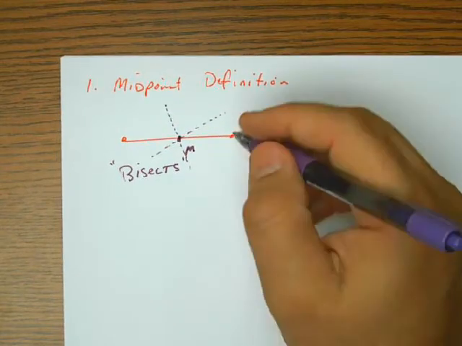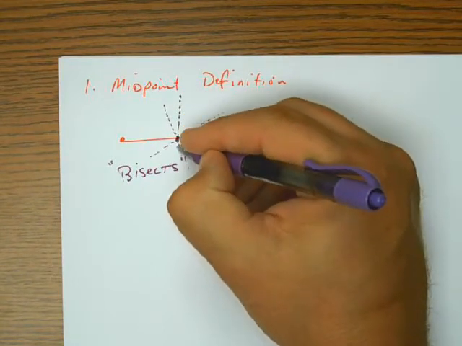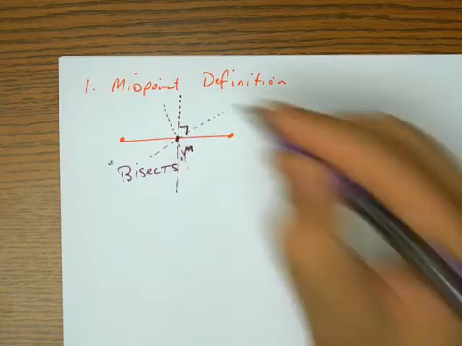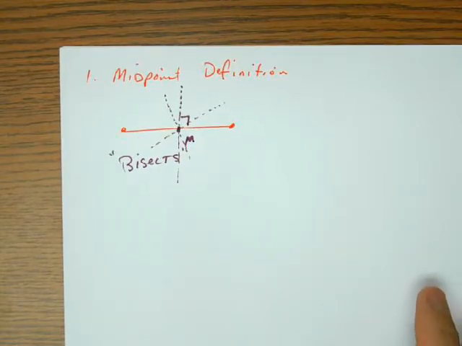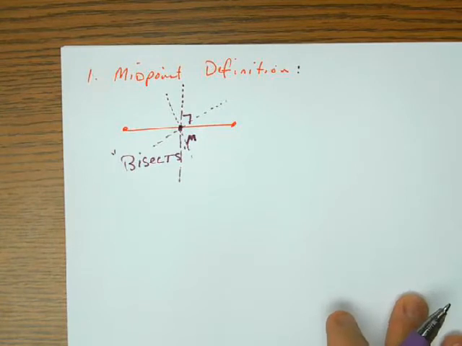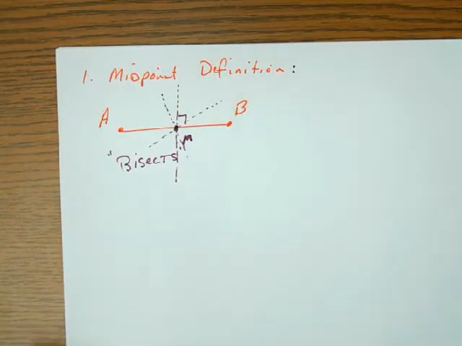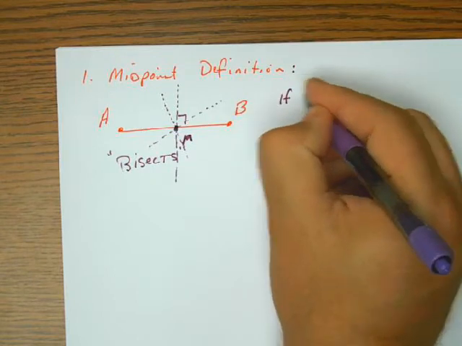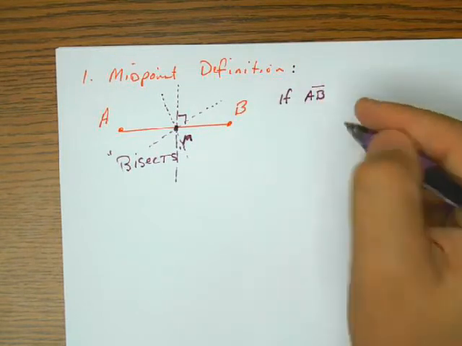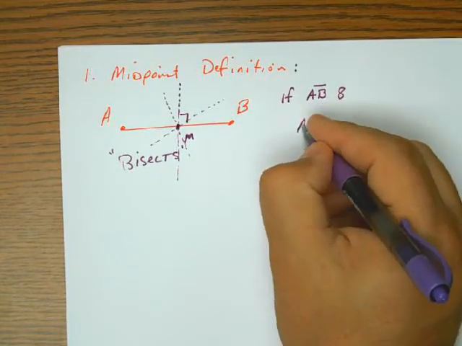If it's a perpendicular bisector, that's kind of unique. That means it would be just like this. I'm just freehand drawing it. I could construct it. That means it would be like that, a perpendicular bisector. When it talks about the midpoint, there are some things that we know. Let's call this A, this B, and that M. If AB is 8, what is AM?